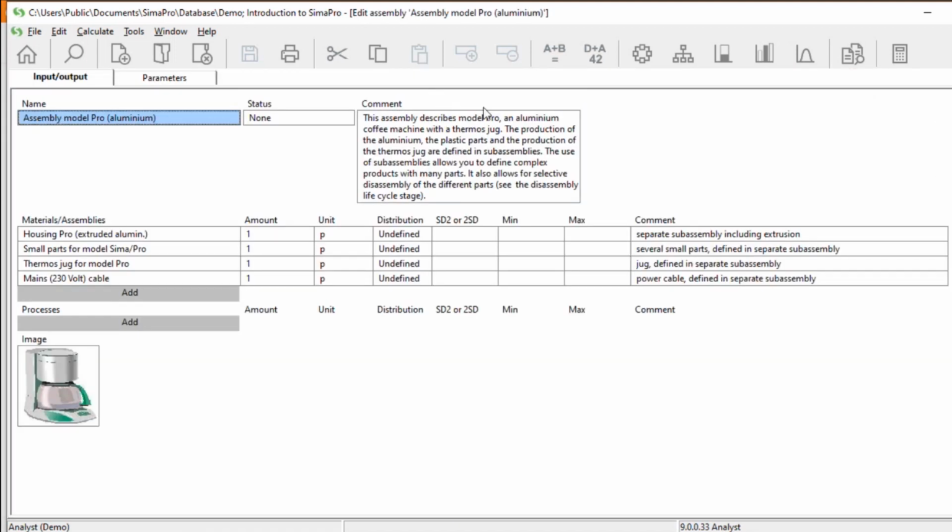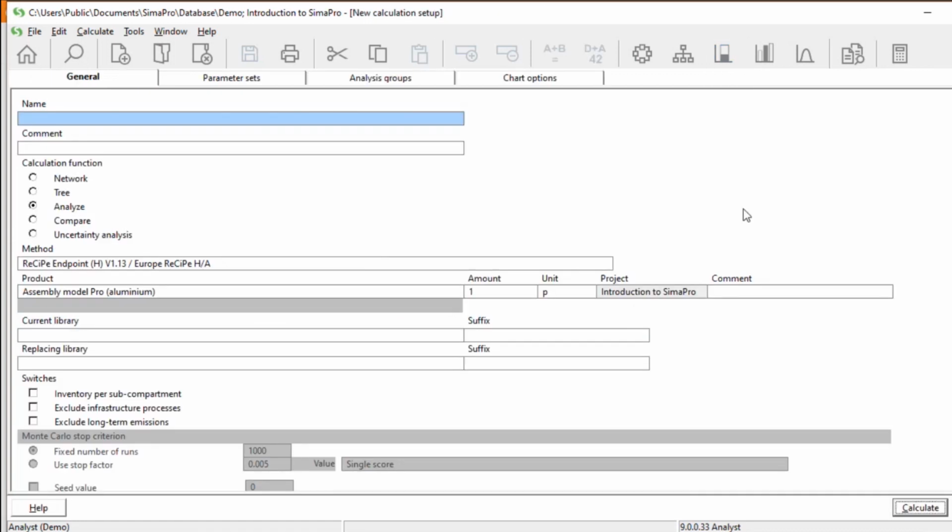Just double click here. Once you double click, you will get this window, and there are some toolbars here. From those toolbars, just click this one, analyze. Once you click analyze, you will get this window, and the method is already selected, the ReCiPe endpoint method.